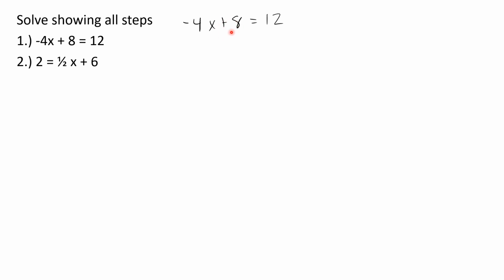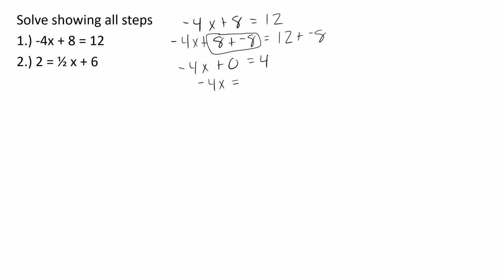The first thing I'm going to undo is that plus 8. And I will undo plus 8 by adding a negative 8. And whatever I do to one side of the equation, I must do to the other to keep it balanced. Right here, we have 8 plus negative 8. So I know that 8 plus negative 8 is equal to 0, and 12 plus negative 8 is equal to 4. And I know that negative 4x plus 0 would leave me with just the negative 4x.